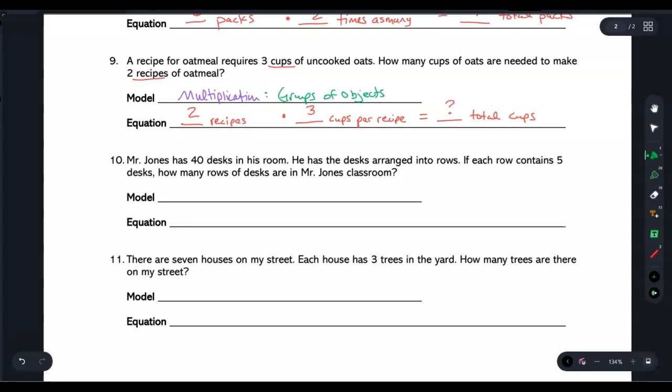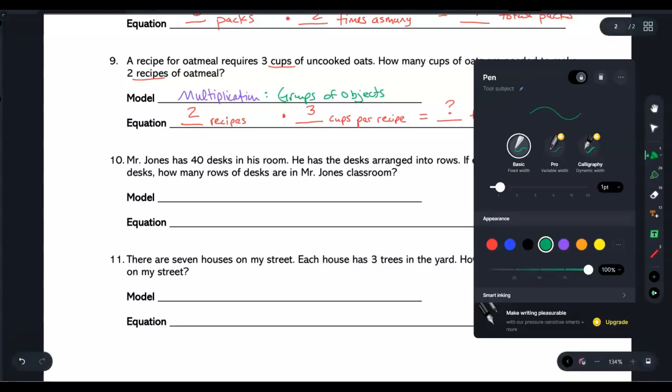Looking at number 10, Mr. Jones has 40 desks in his room. He has the desks arranged into rows. If each row contains 5 desks, how many rows of desks are in Mr. Jones' classroom? So it's talking about rows. That would tell me this is going to be an array problem.